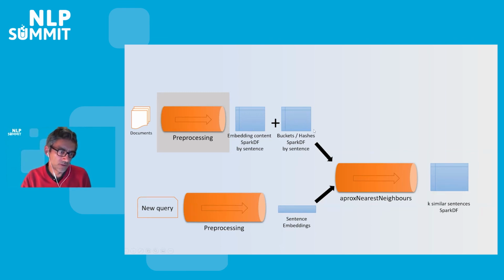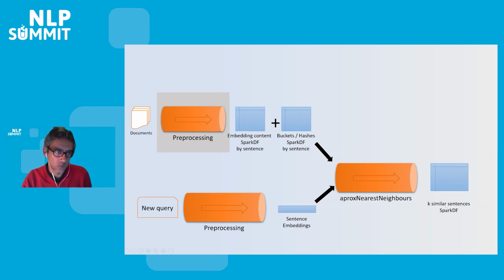For a new query of the user, you will apply the same preprocessing steps. So you will get the sentence embedding of that specific question from the user. And then once you have that, combine it with the bucket hashes Spark data frame, that is at the end of the day the index, you can apply this approximate neighbors method from the random bucket projection model. And then you will automatically get the K similar sentence list. You can set it up for the 5 most similar sentences or 10 most similar sentences. This is what we are doing here in this code.